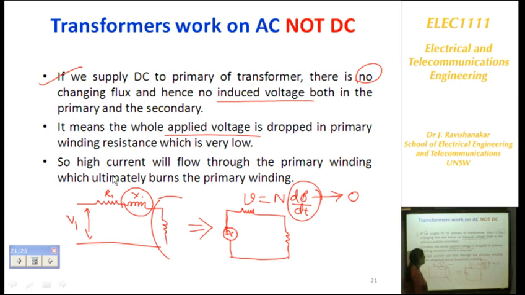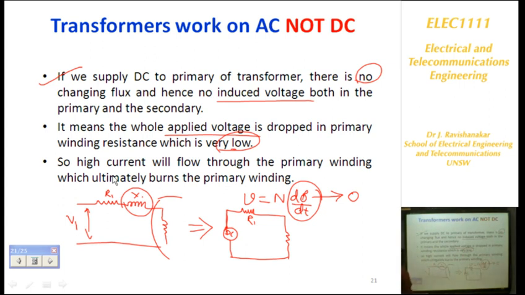So what happens here? There is only resistance R1, so that means the whole voltage now appears across the resistance R1. And usually the resistance of transformers is made very low, because we know that the resistance of a transformer is just going to cause power loss in the form of heat. So we want to reduce that. So generally the resistance is kept very low.